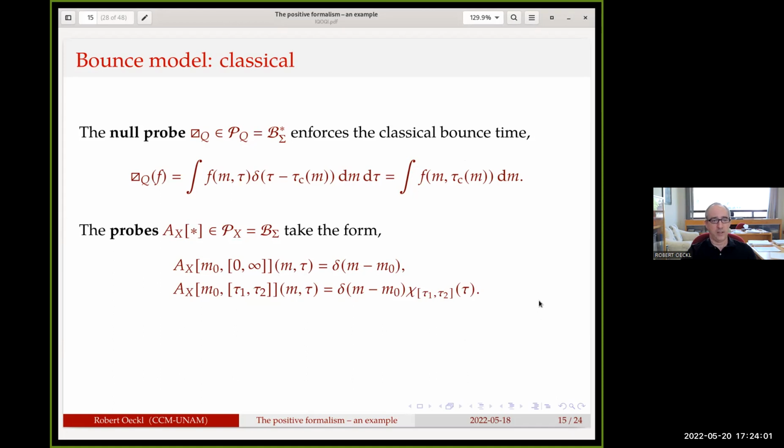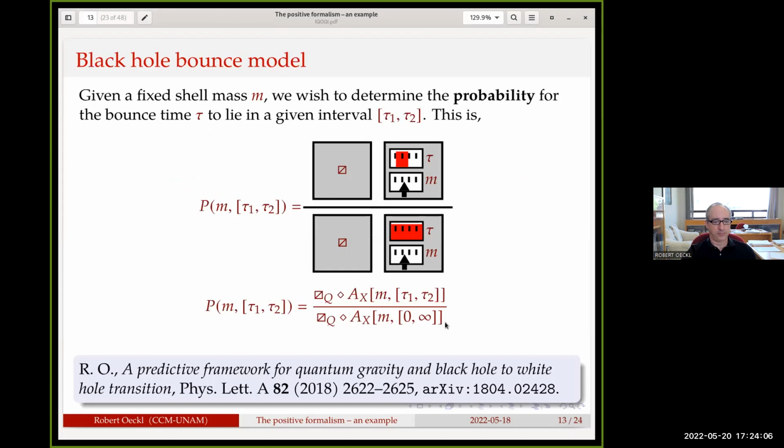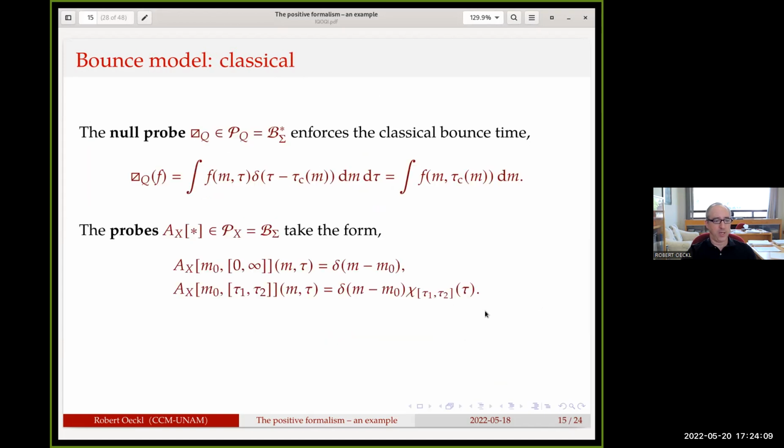Okay, so if you do that and you take the quotient as specified here, then what you get is simply this expression. So the probability at shell mass M0 for the bounce time to be in the interval tau 1 to 2 is either 1 or 0, right? Because there's a specific bounce time. And if this classical bounce time lies in the interval, you get 1. And if it doesn't, you get 0. So that's exactly what you expect to get.